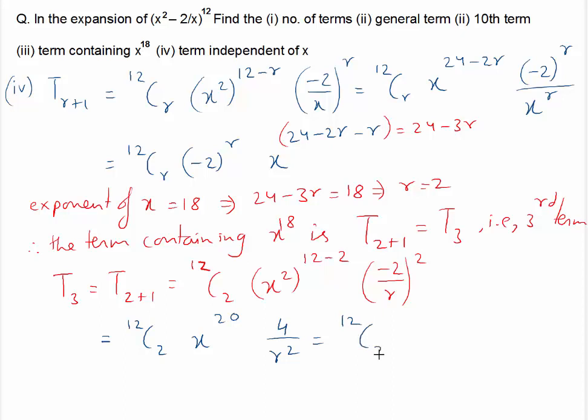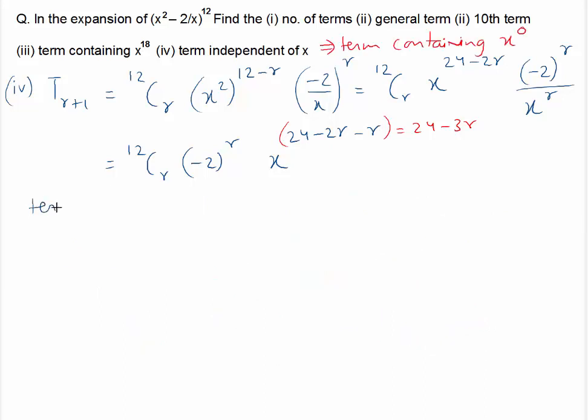So this would be 12c2 into 4 multiplied by x to the power 20 divided by x square, which would give us x to the power 18. So as we can see, the third term is actually the one which contains x to the power 18. So our answer is correct.